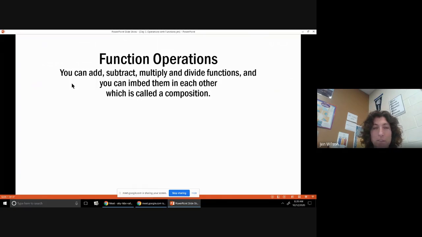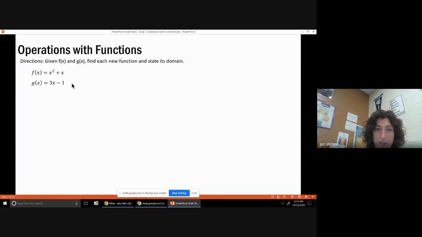Today we're going to learn about function operations. Adding, subtracting, multiplying, and dividing, which you already know how to do, so we're going to do a quick review of those. And then we're going to learn about embedding them in each other, which is called composition of functions.